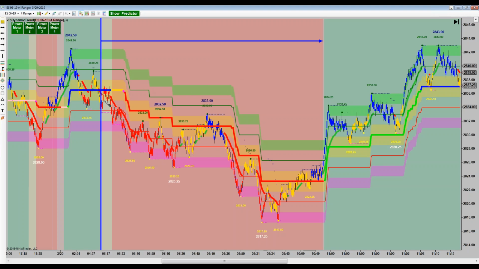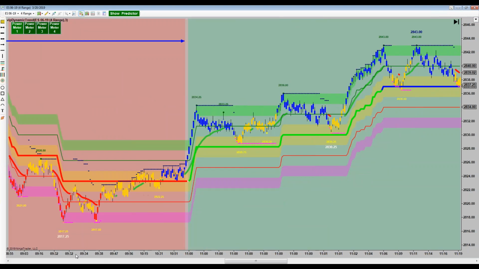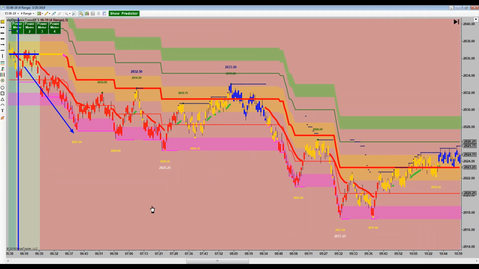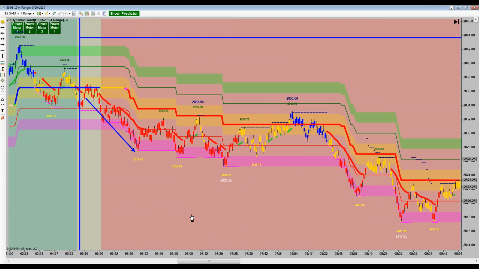So here, normally at the beginning of a trend, in this case down, let me blow this up so we all really get a good picture of how this works. Okay, hold on. Let's really blow it up real good. All right, there we go. That's perfect.